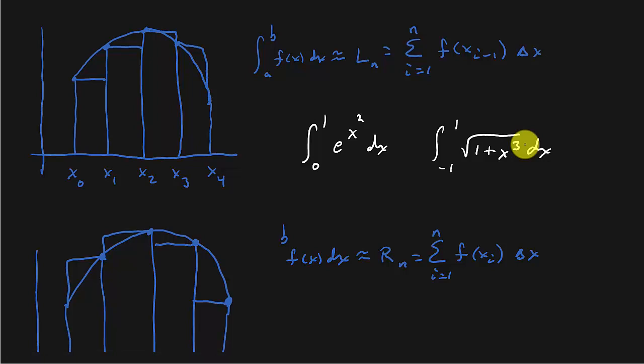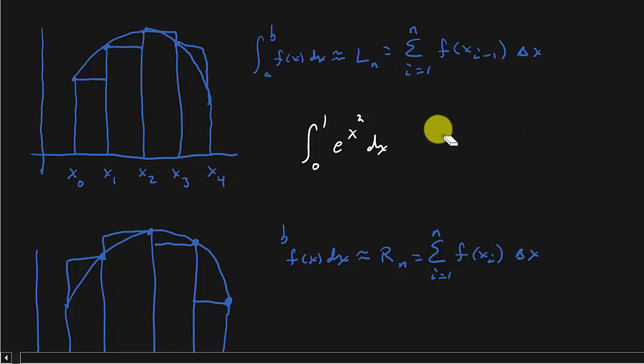Another reason we would need to approximate is if we collected data and we need to do something with that, and we can't come up with a function for that data. So those would be reasons where we would need something like this.